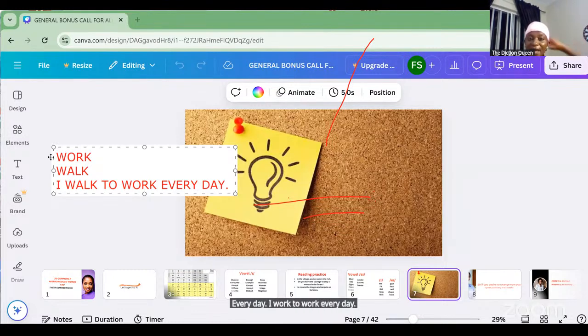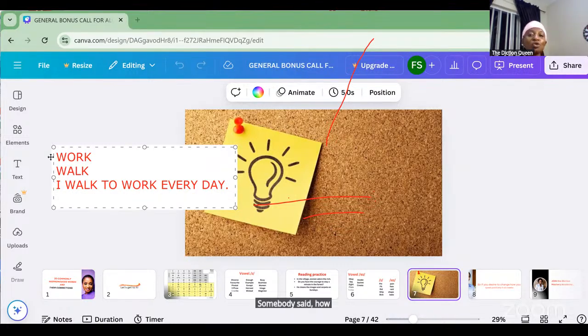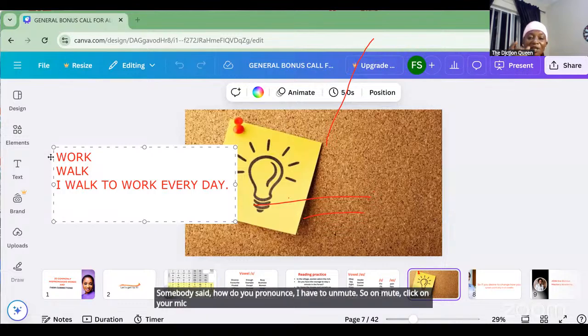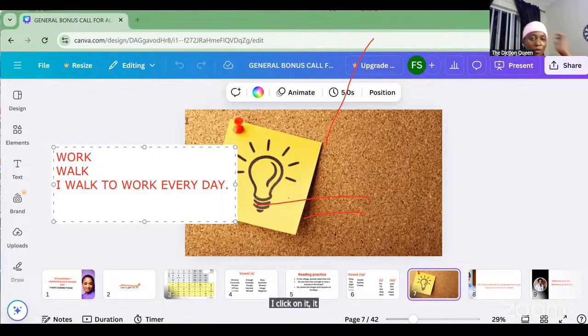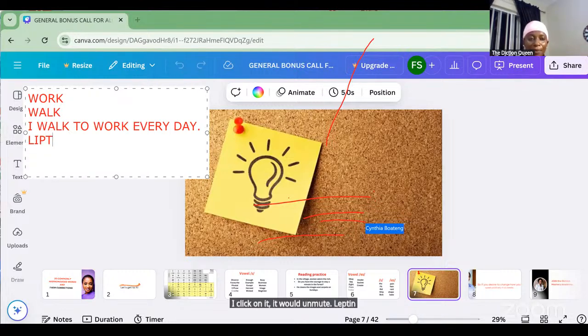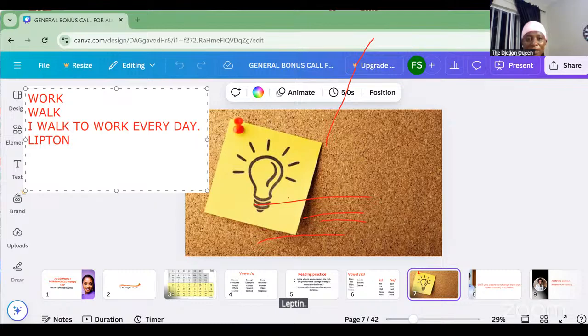Now somebody said, how to unmute? To unmute, click on your mic. There's an image there that looks like your microphone. Just click on it. When you click on it, it would unmute. Another says, I want to participate.